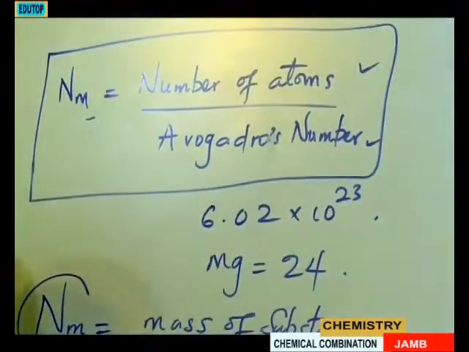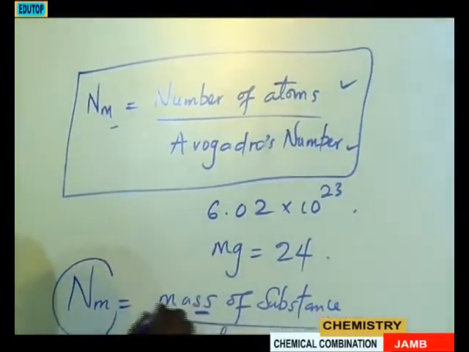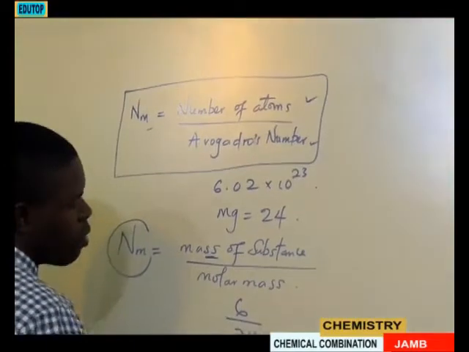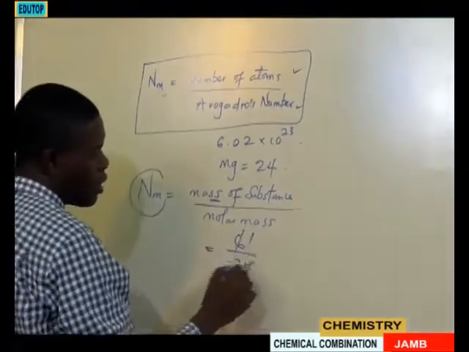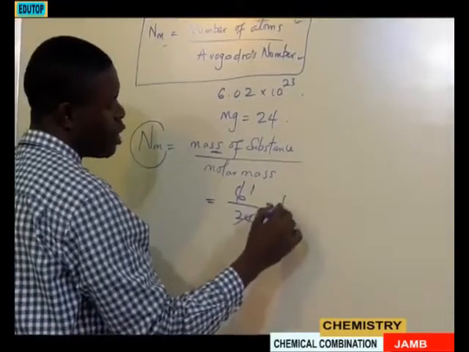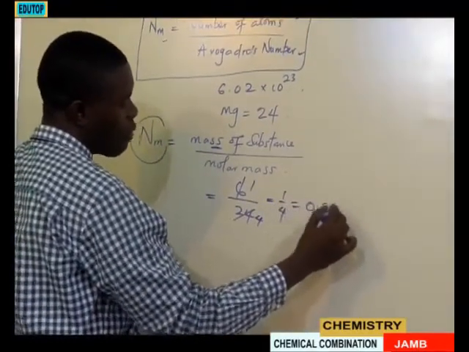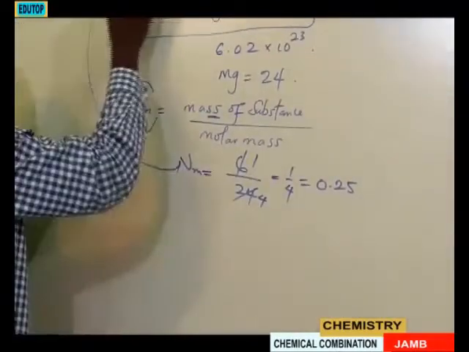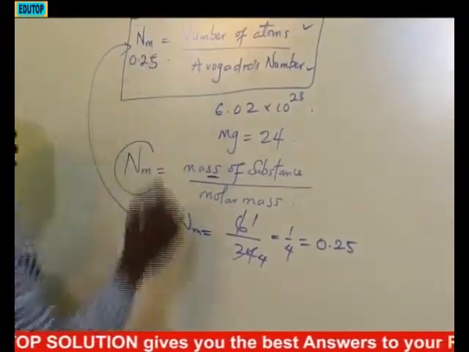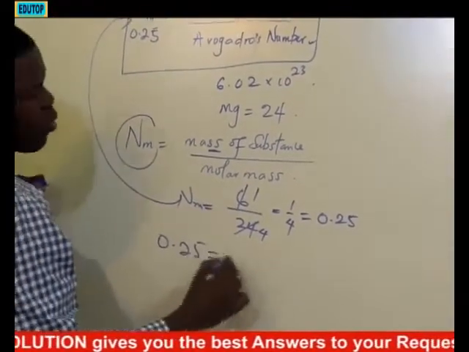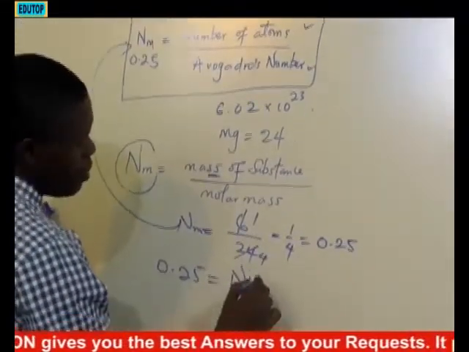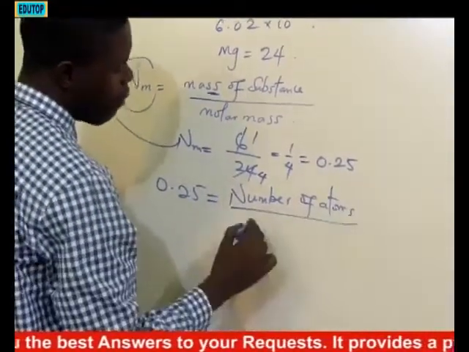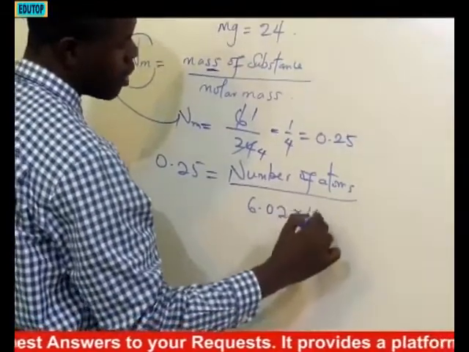So since the question has given the mass of the substance, which is 6, over the molar mass, 24. So 6 here 1, 6 here 4. So you have 1 divided by 4, and that would be 0.25. So 0.25 is now the number of moles. So you come back to this place and supply it. That is the common sense here. So you have 0.25, which is now the number of moles, equal to the number of atoms, which the question asks you to calculate, over the Avogadro's number, which is this.